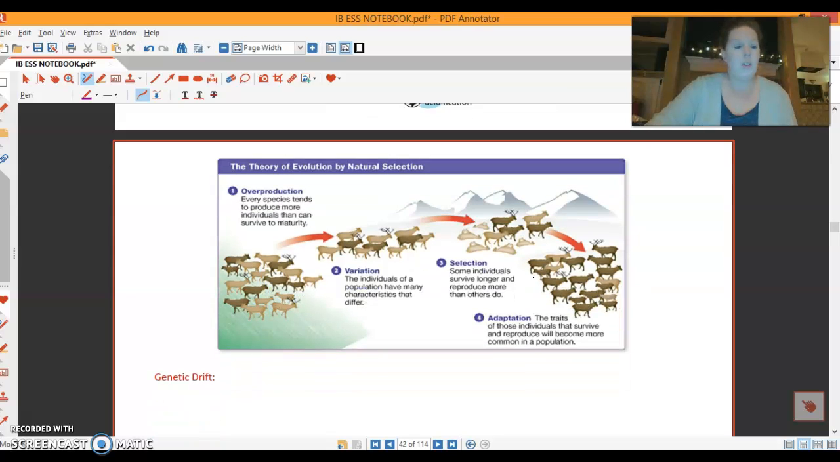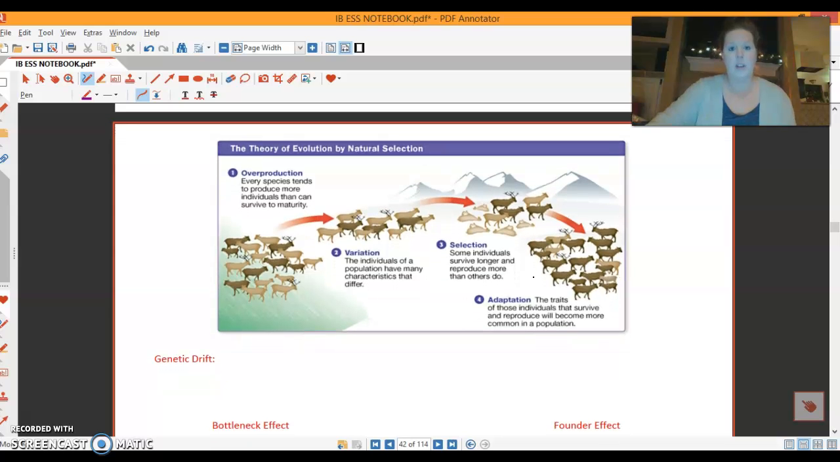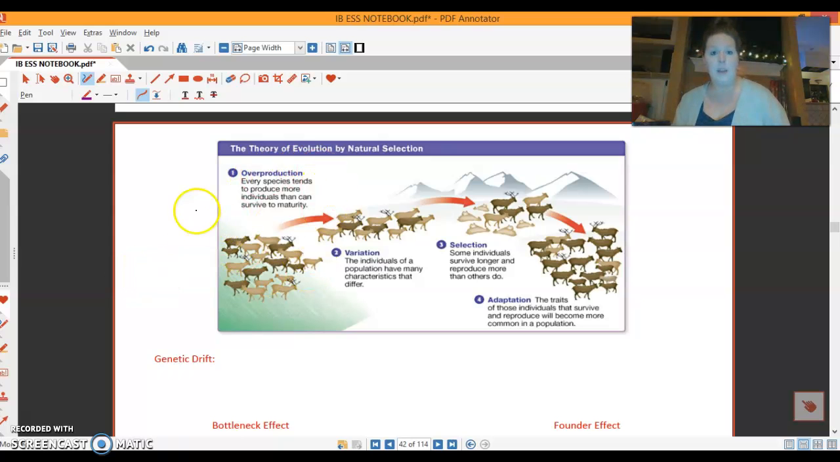Okay, when you guys were freshmen, you learned all about natural selection. Now, you may not remember that's what it's called, but hopefully you remember a guy named Charles Darwin, who got credit for coming up with the theory of evolution, even though it was around a long time before he was. So basically, these are the steps that happen in natural selection.